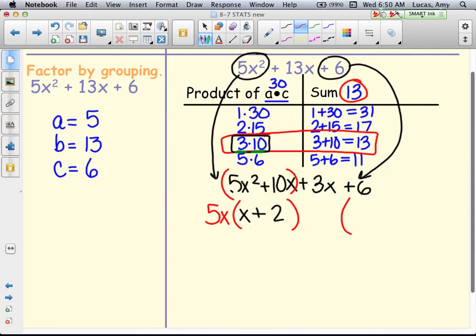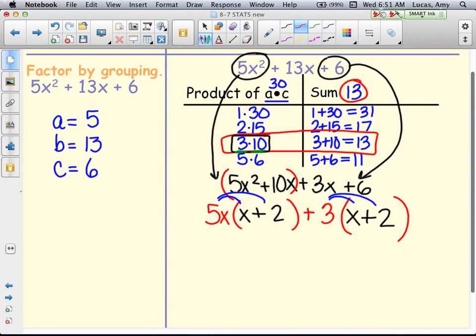Now, my other set of parentheses, I know has to match the x plus 2 that was left in parentheses from my first 2 terms. So what is it that's divided out of 3x plus 6 to give me x plus 2? That would be 3. The greatest common factor of 3 and 6 is 3. So think about if you reverse your distributive property. 3 times x is 3x, 3 times 2 is 6. Over here, 5x times x is 5x squared, plus 5x times 2 is 10x.